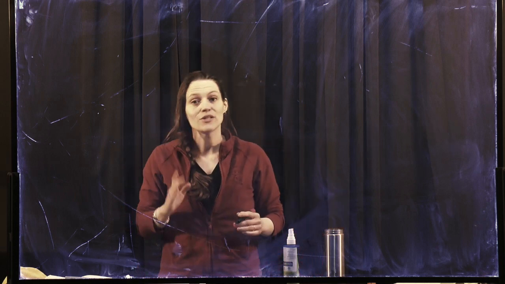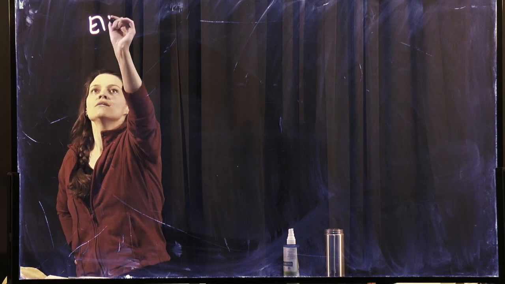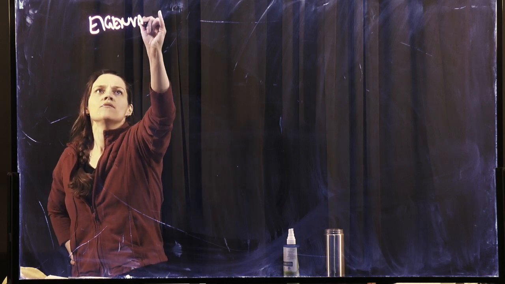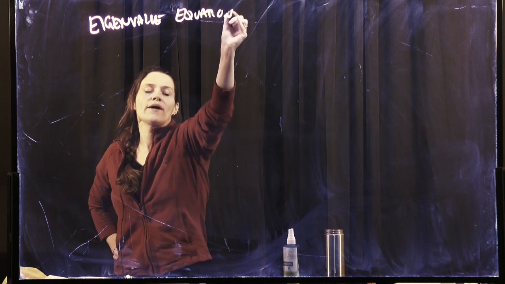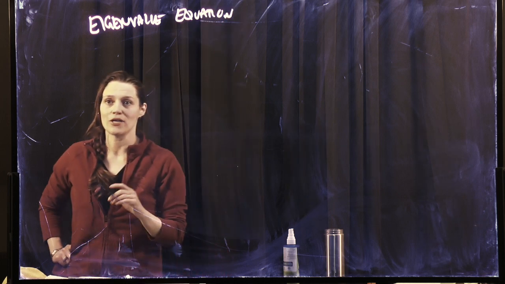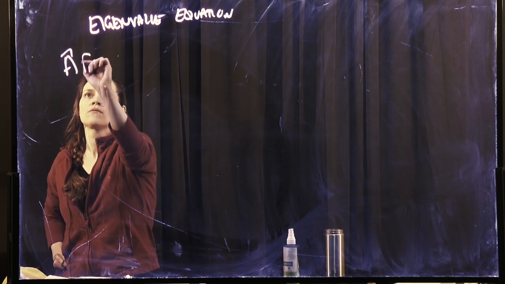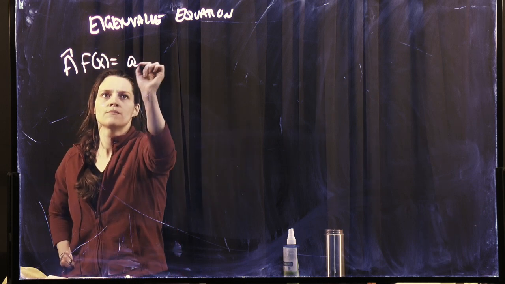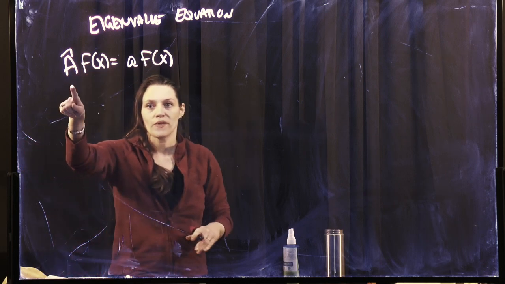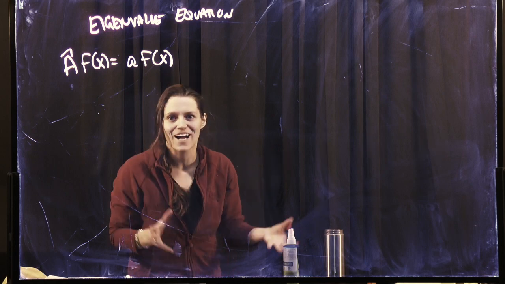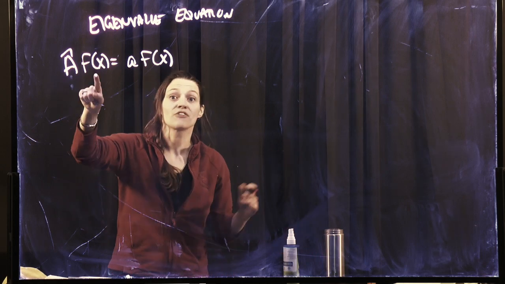Okay, so the way we do this is through what's called eigenvalue equations. So an eigenvalue equation. There's a couple of parts to an eigenvalue equation. I'm going to write out an example and take you through it. And by the way, the Schrödinger equation is an eigenvalue equation. Spoiler alert. So the first thing we have is our function.